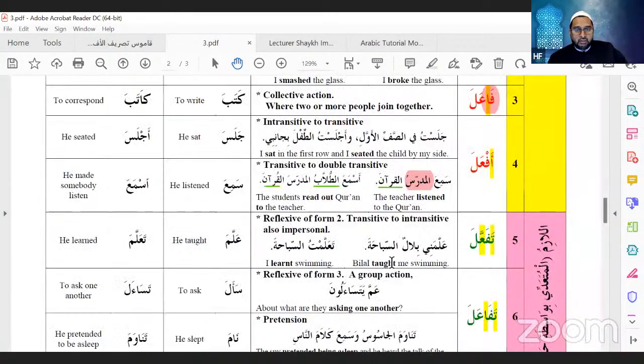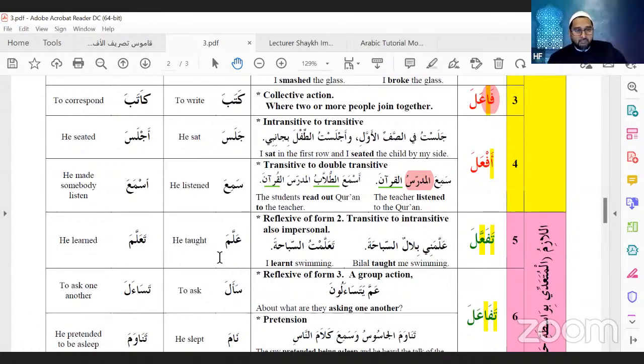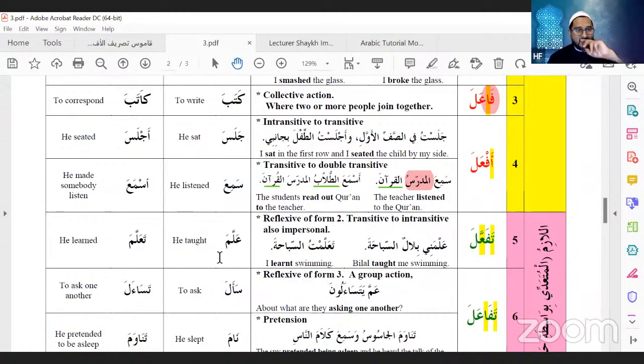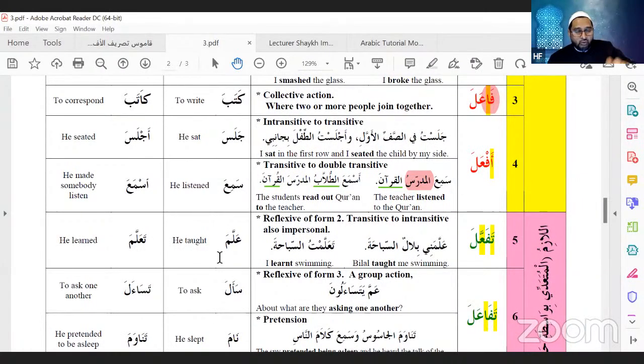So if we read the example, allama, he taught. And ta'allama, he learned. So allama is the first step. He taught, so he's teaching somebody else. And ta'allama, he learned by himself. He didn't need an object there. Let's do the example, and then I'll explain. So reflexive of form 2.